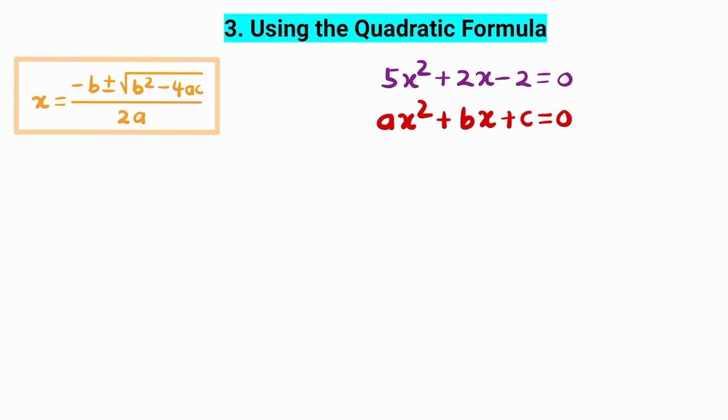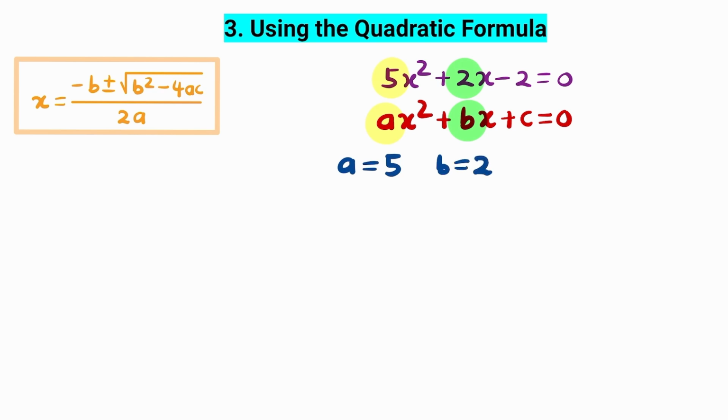Here, a is the coefficient of x squared, or the value in front of x squared. So in our above equation, what is the coefficient of x squared? It is 5. So a is equal to 5. And then b is the coefficient of x, or the value which is in front of x. So in our example equation, what is the b value? It is the coefficient of x, which is 2. b is equal to 2.